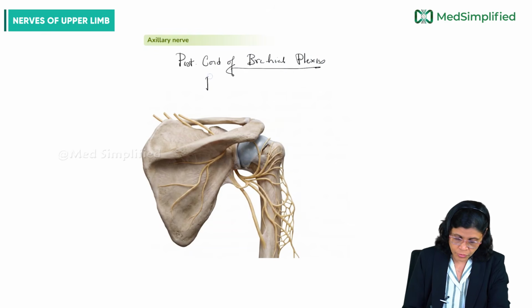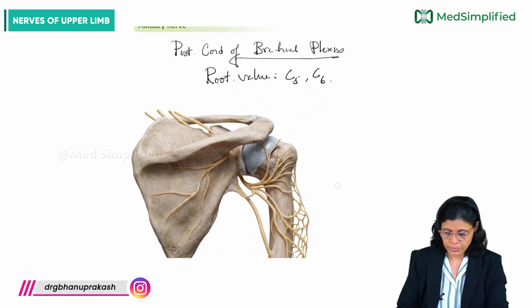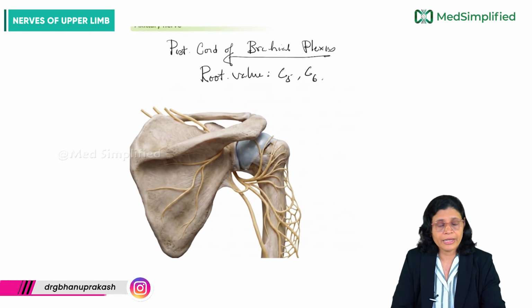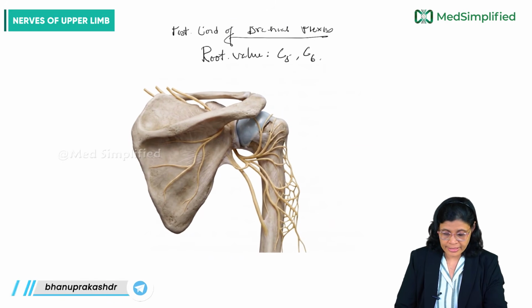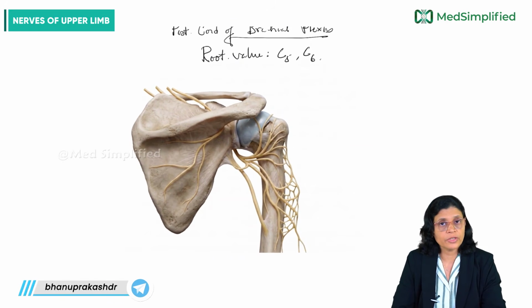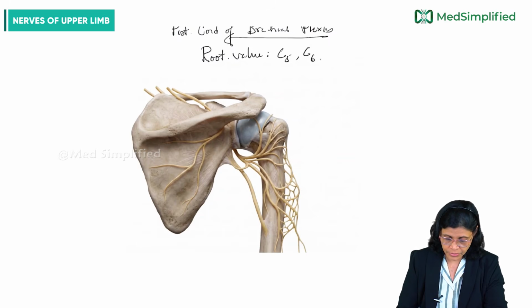So what will be its root value? Its root value will be C5 and C6. This axillary nerve mainly supplies the structures around the shoulder joint. Once the axillary nerve is given off by the posterior cord of the brachial plexus, it runs across the subscapularis muscle and through the quadrangular space here.